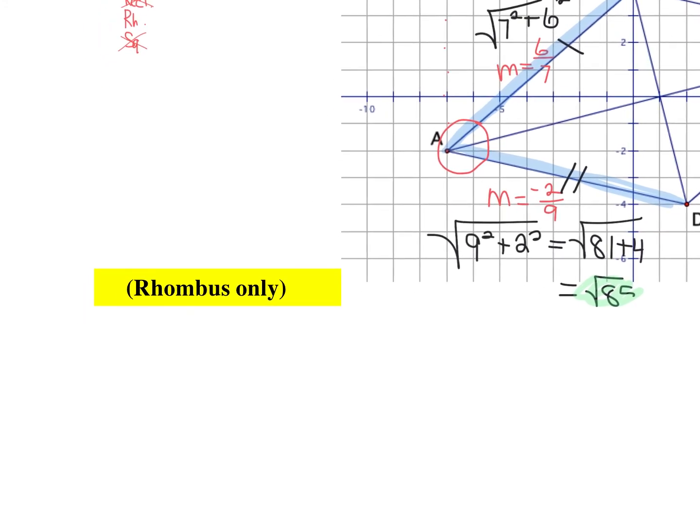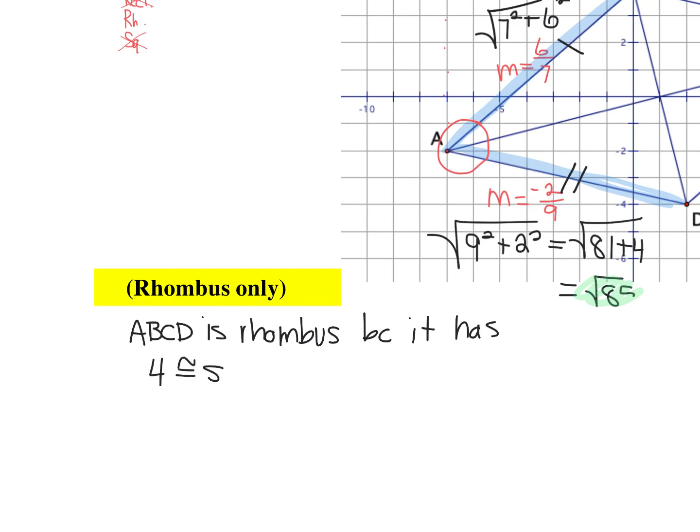And my description would be as follows. I would write ABCD is a rhombus because it has 4 congruent sides. But now wait, that could be a square, so I have to say, but it doesn't have 4 congruent angles.